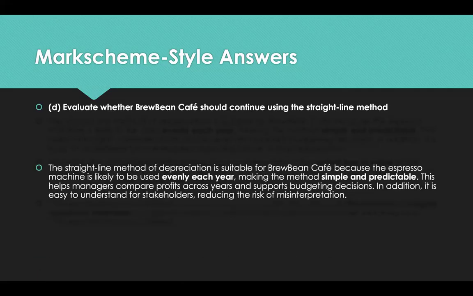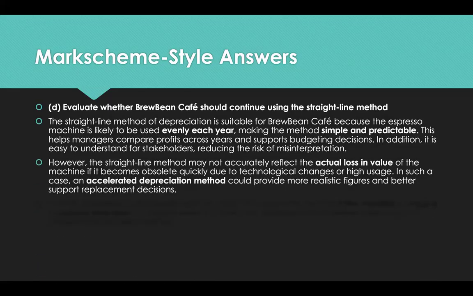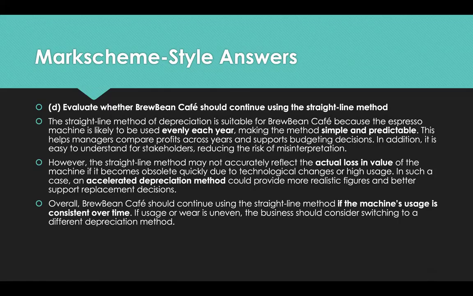The straight line method is suitable because the espresso machine is likely to be used evenly each year. It's simple, predictable, and easy for stakeholders to understand. However, if the machine experiences uneven usage or rapid technological obsolescence, this method may not reflect true value loss. In such cases, an accelerated method could be more appropriate. Overall, BrewBean Café should continue using straight line depreciation if usage remains consistent.